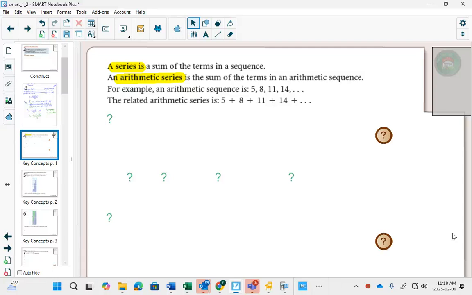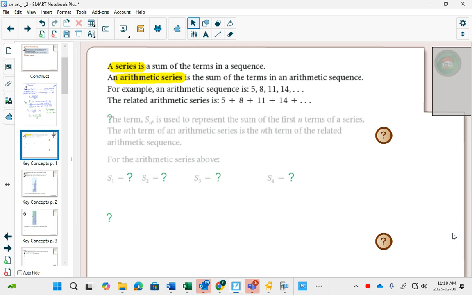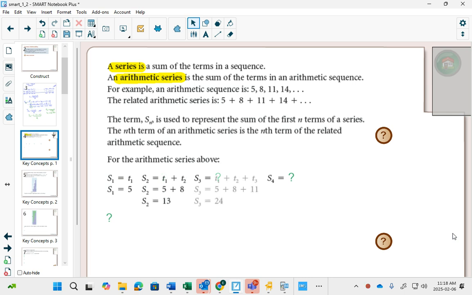On page 15, you can highlight that we call a series the sum of the terms in a sequence. So an arithmetic series is when you're adding up an arithmetic sequence. And if you just add up one term, you would get 5. Add up 2, you would get 5 plus 8. 5 plus 8 plus 11.